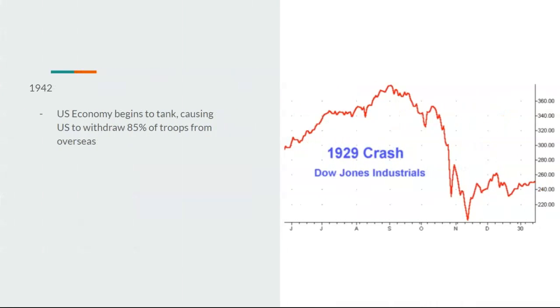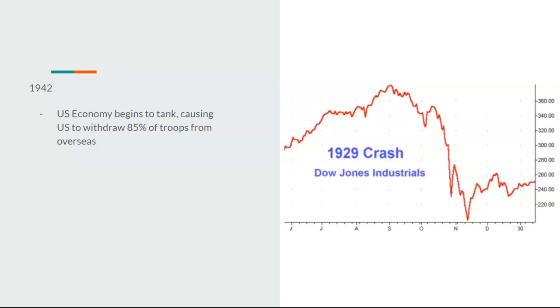In 1942, the U.S. economy begins to tank. Of course, the Great Depression still happens in the Union States because President Roosevelt wasn't there to get us out of this huge crash, I guess you can call it. But this causes the U.S. to withdraw 85% of troops from overseas, which hurts Henry Wallace tremendously.